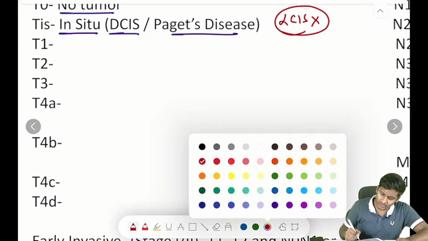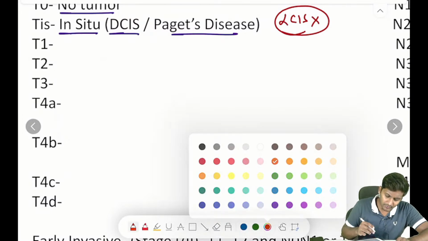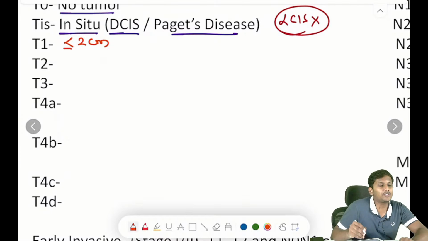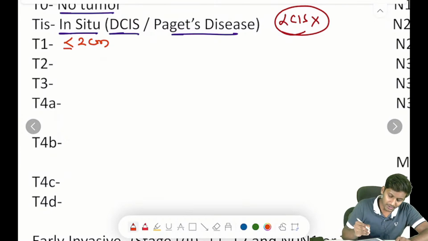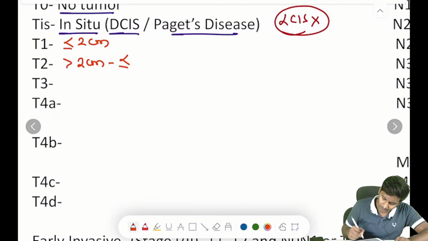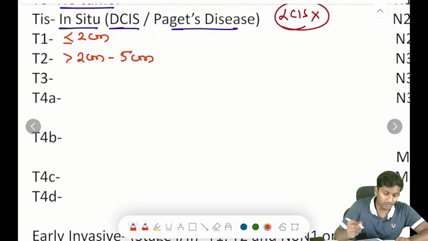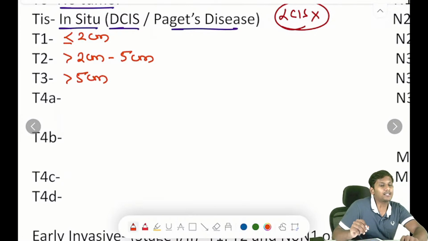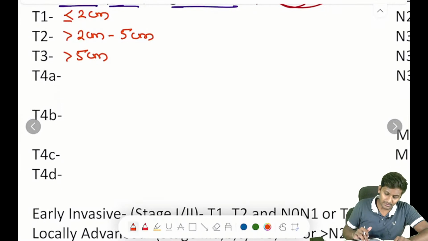T1 is what? T1 when the size of the tumor is less than equal to 2 centimeter. T2 मतलब the size of the tumor is more than 2 centimeter but less than equal to 5 centimeter. Directly 5 याद रख लो, easy रहेगा. If I talk about T3, it is any cancer which is more than 5 centimeters in size.